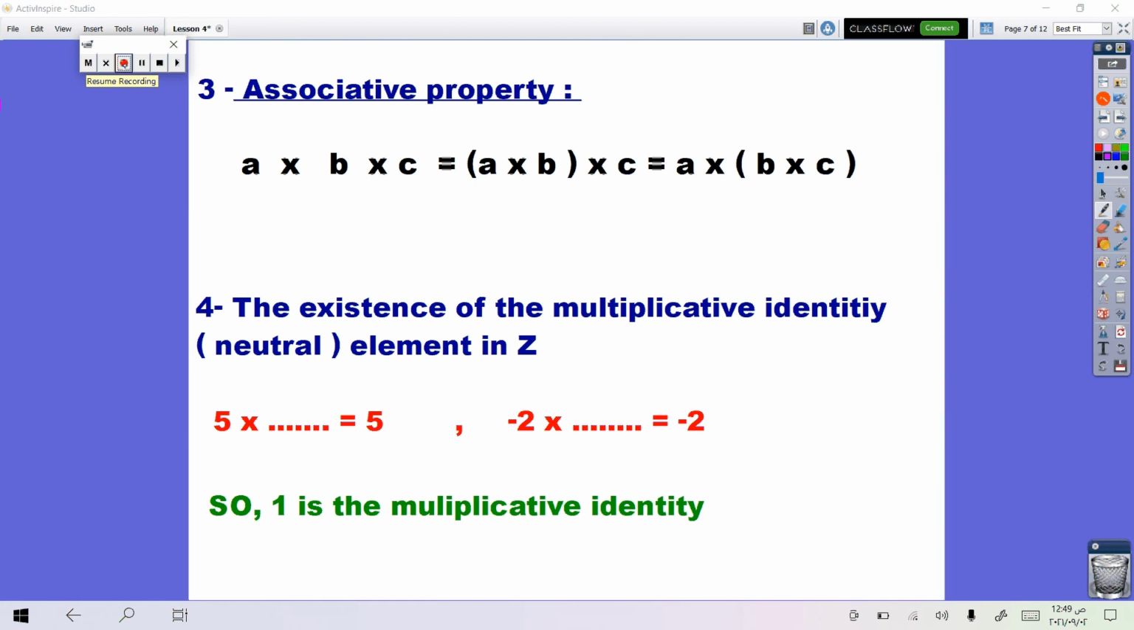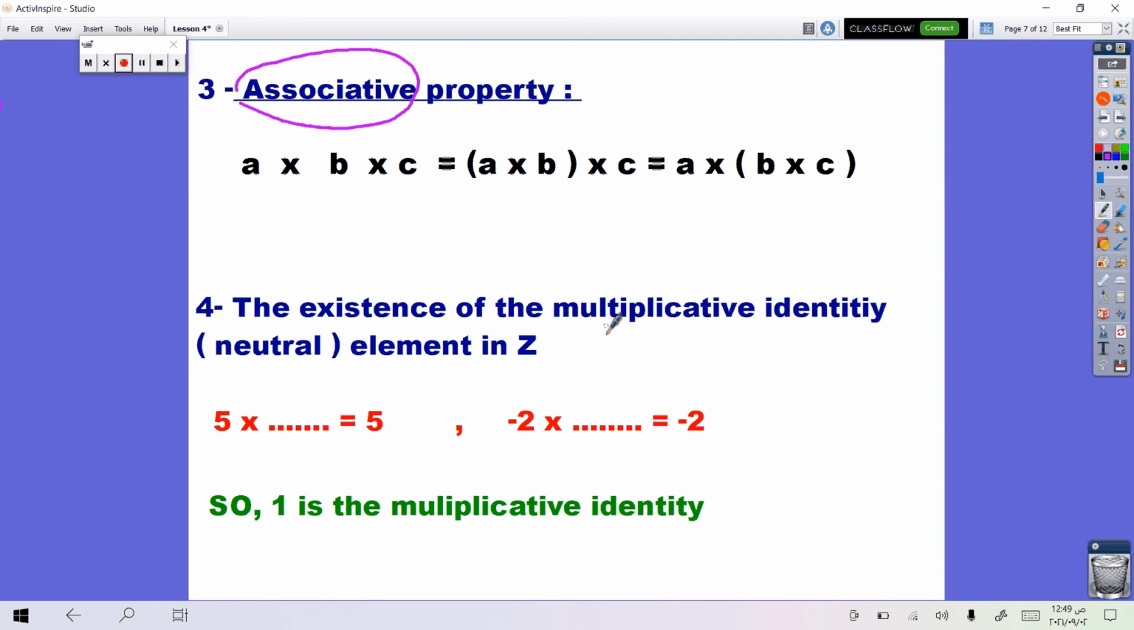Property number 3 is associative property. Associative property means that I can change the group of numbers without any change in the result. If we have A by B by C, if we multiply A by B and then multiply the result by C, is the same as if we multiply B by C and then multiply the result by A. So I can change the position of the brackets or parentheses without any change in the result. You will get the same result, which is associative property.